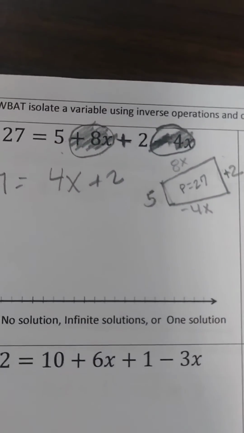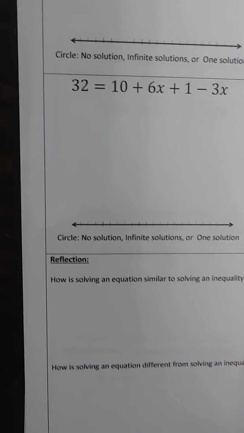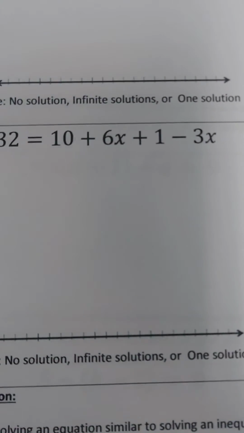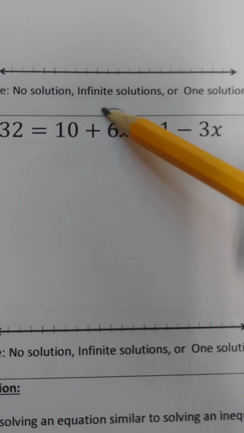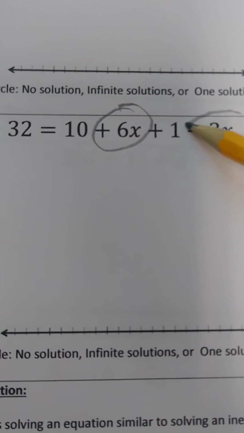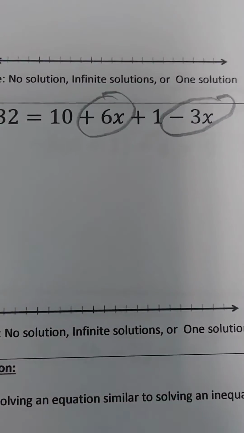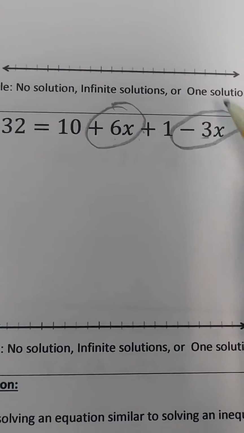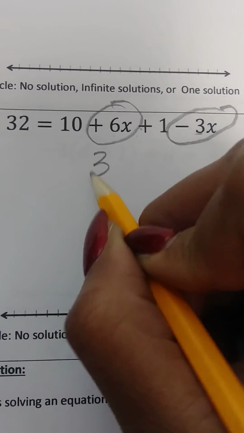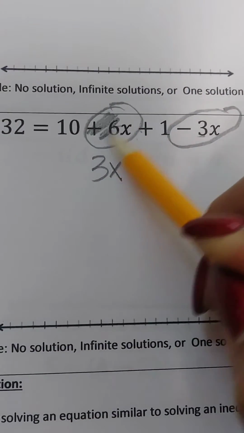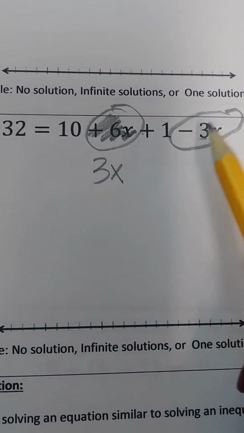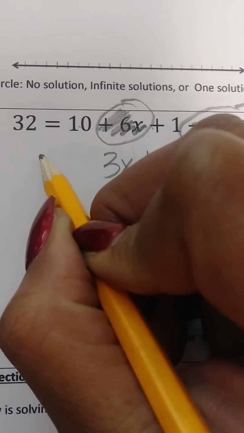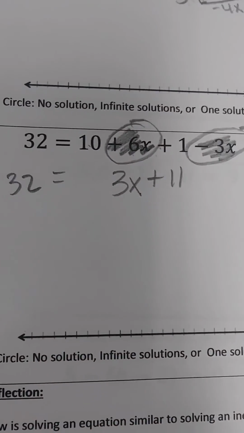Okay, let's try one more. Maybe this one here. Ooh. Like term. Like term. So is that 6 plus 3 or 6 minus 3? Good. So we're going to write 3x. Now we have 10 plus 1. Awesome. Okay.